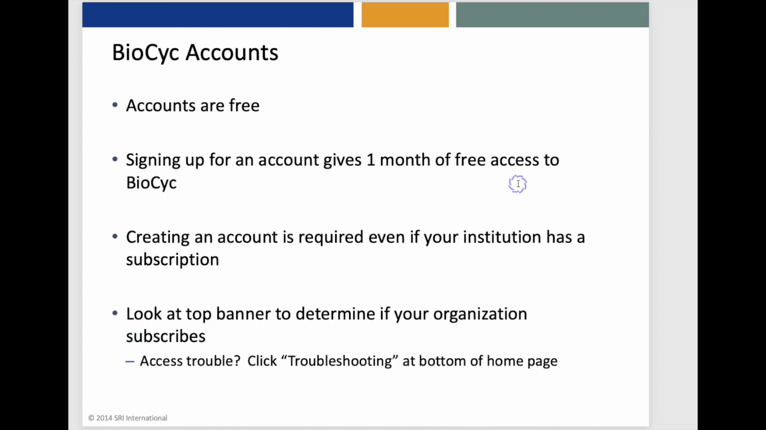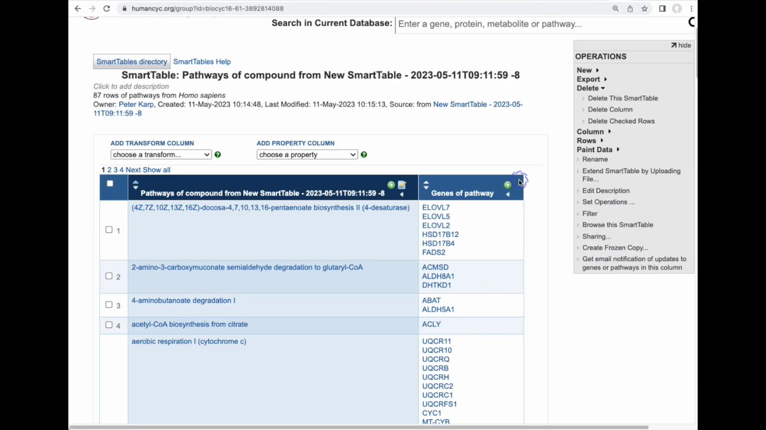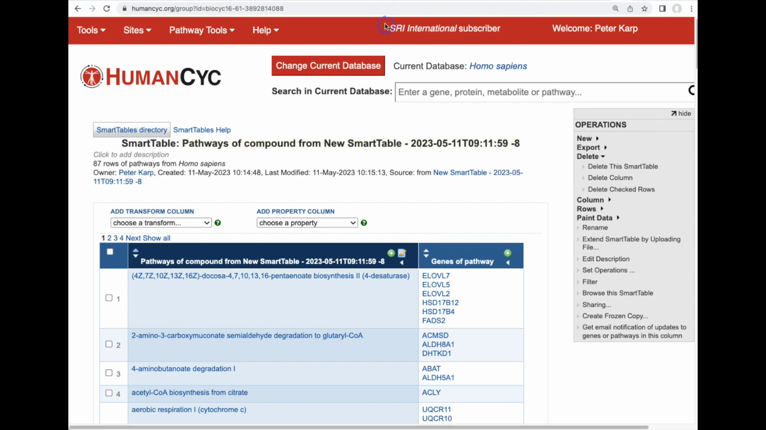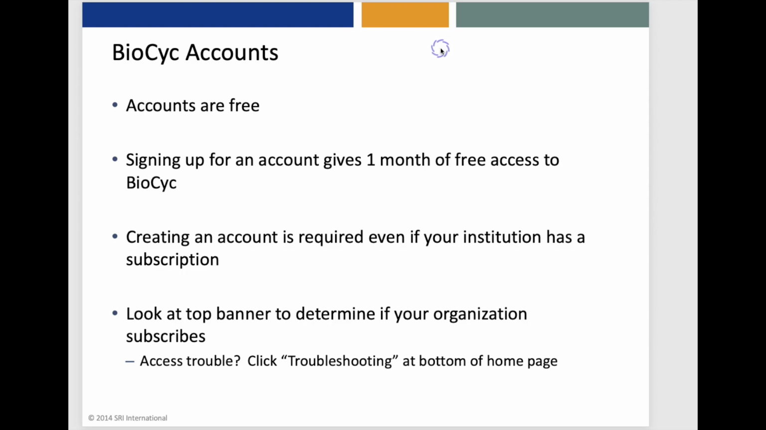Now, as you begin to use BioCyc, it will ask you to create an account. Accounts are free, and signing up for an account gives you a month of free access to BioCyc. And I'll note that creating an account is required even if your institution has a subscription already. You can look at the top banner of the BioCyc homepage to determine if your organization already subscribes. So notice up here it says SRI International Subscriber, indicating that it knows, based on my IP address, I'm from a subscribing institution.